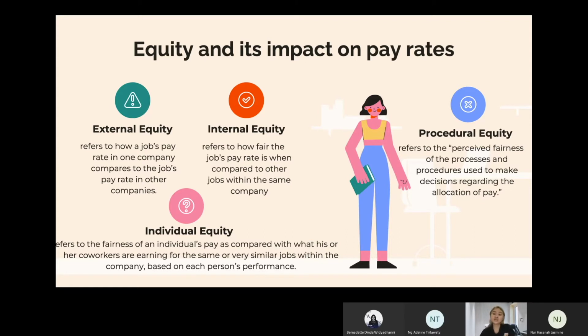And internal equity refers to how fair the job pay rate is when compared to other jobs within the same company. For instance, if the sales manager's pay is fair when compared to what the production manager earns. And individual equity refers to the fairness of an individual's pay as compared with what his or her coworkers are earning for the same or very similar jobs within the company, based on each person's performance. And procedural equity refers to the perceived fairness of the processes and procedures used to make decisions regarding the allocation of pay.